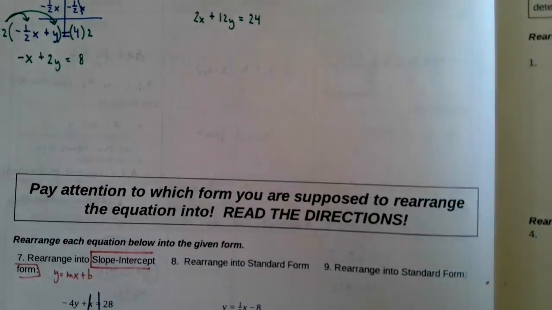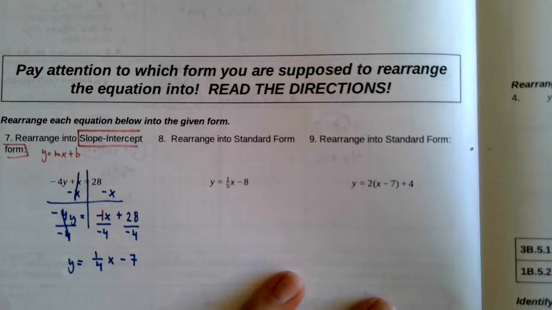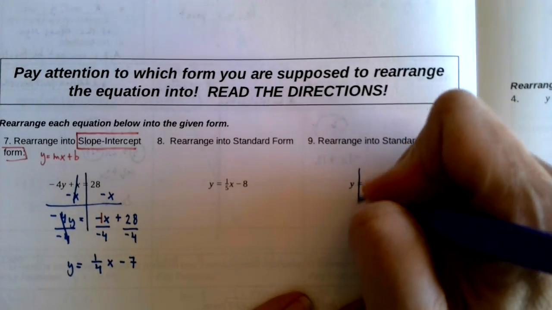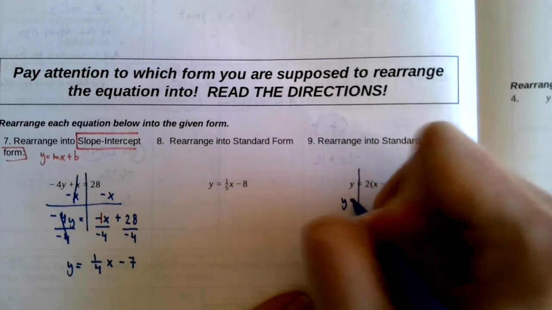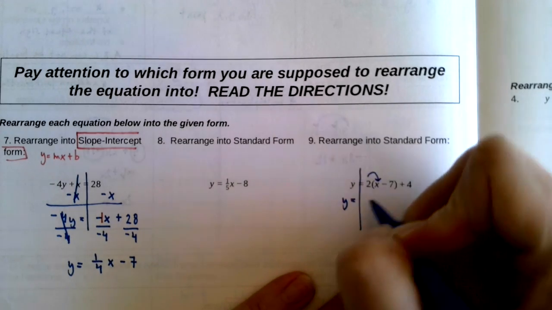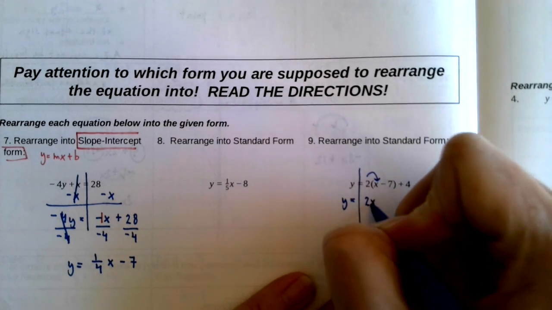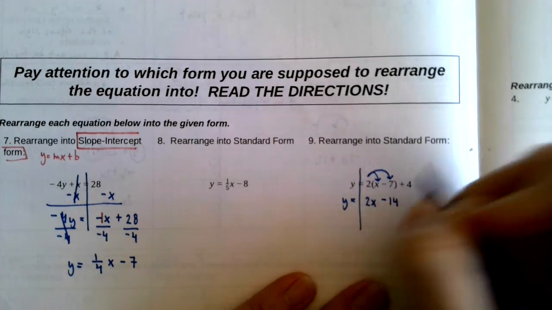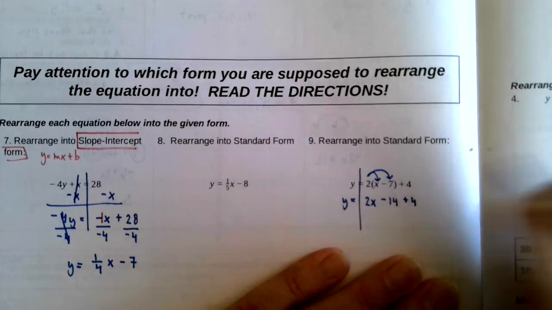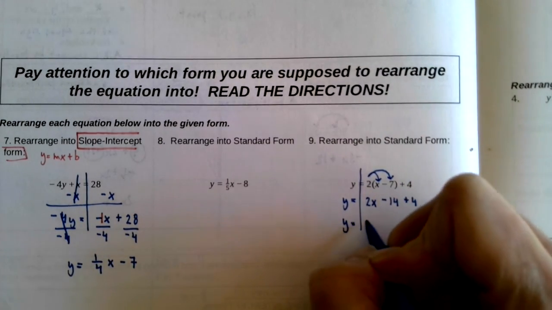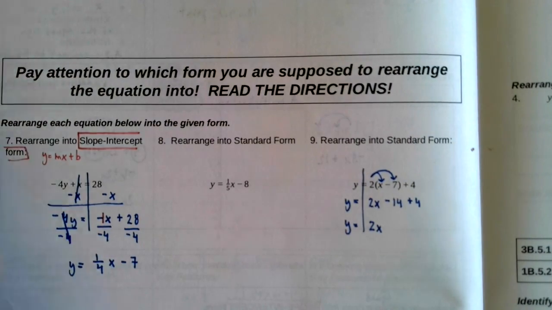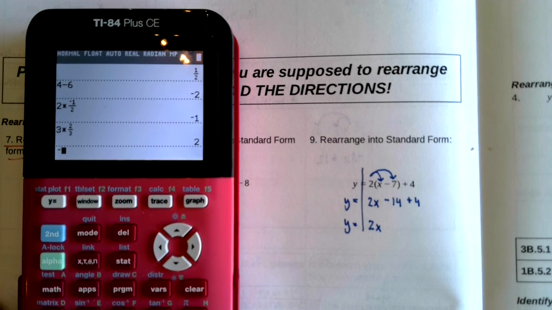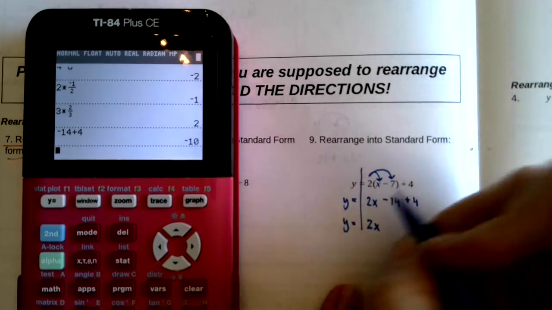But I actually have one additional step here. First, I actually have to simplify this side before I can do anything else. So let's use our distributing and combining like terms. I have 2 times x is 2x. 2 times a negative 7 is negative 14. And then I bring down my plus 4. So I'm going to get y equals 2x. And then again, I'm going to use my calculator, so I'm very careful with my signs. I have negative 14 plus 4 is negative 10.